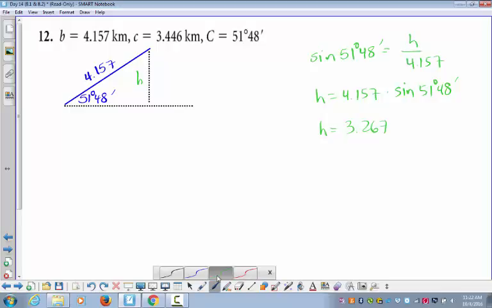Okay, so then how many triangles do we have? Two. Right? If the height is 3.267 and the second side is longer than that, and that second side C is shorter than the 4.157, that tells us that we definitely have two triangles. So then, which triangle do we start with, the outer or the inner? Start with the outer triangle.